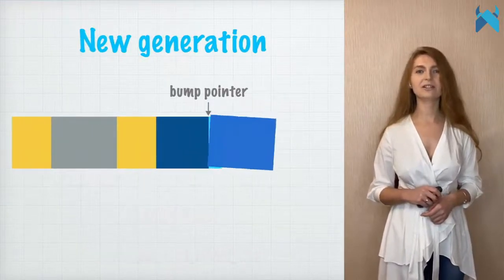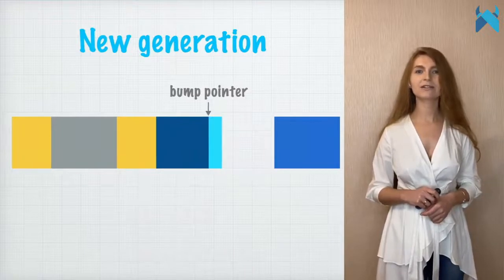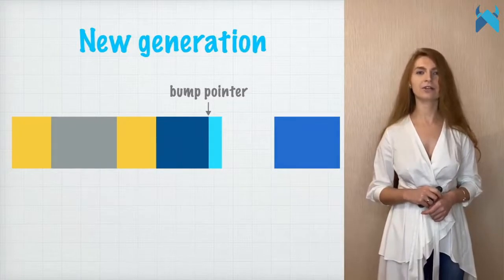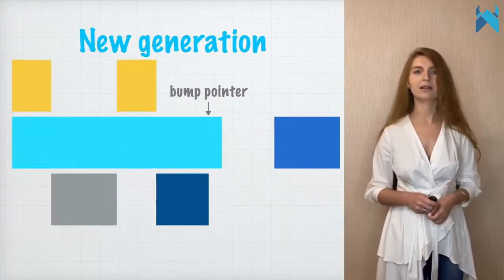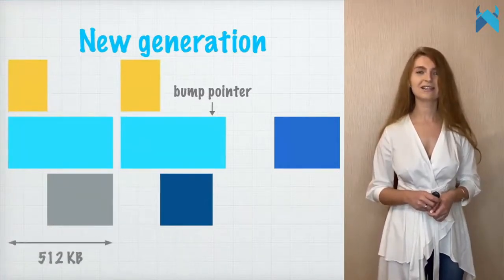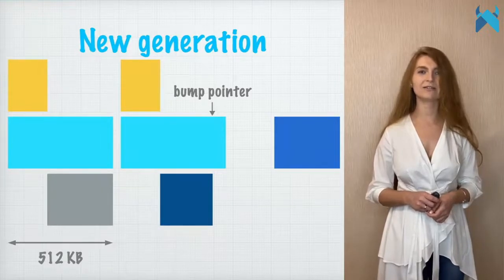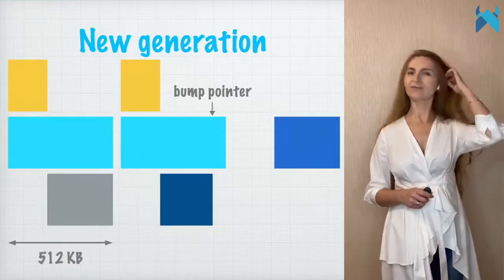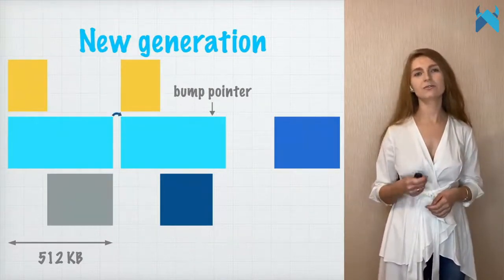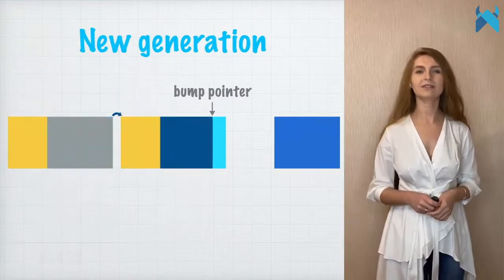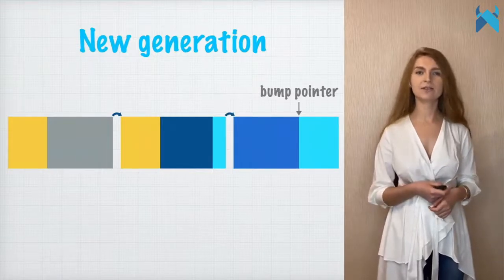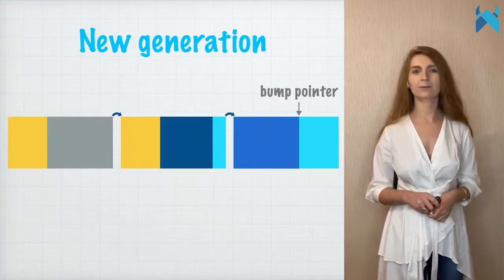Imagine now that during an attempt to allocate a new object, there is no space available in a semispace. The first thing the new generation will try is to acquire a new page. The thing is, generation space is not really contiguous. It consists of chunks of 512 kilobytes called pages. Each page has a pointer to the next page, so they form a linked list. So, the new generation will try to acquire a new page, link it to the last existing page, and allocate a new object in it.